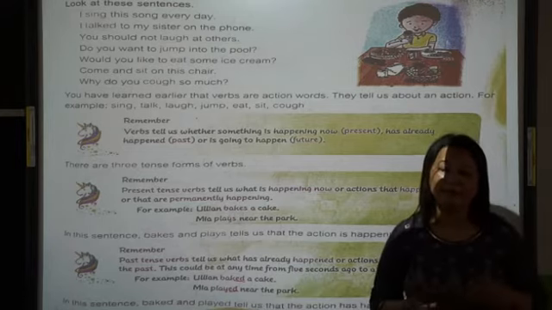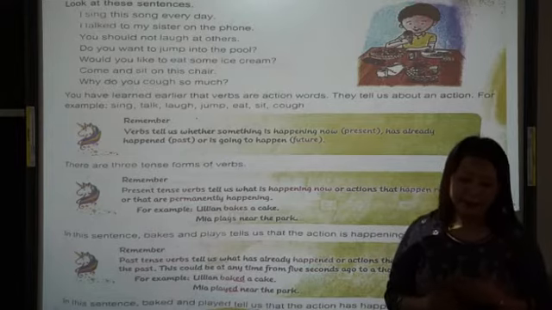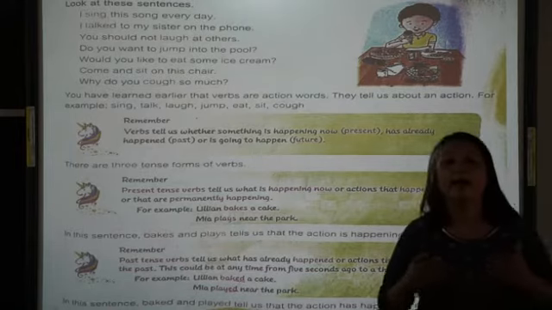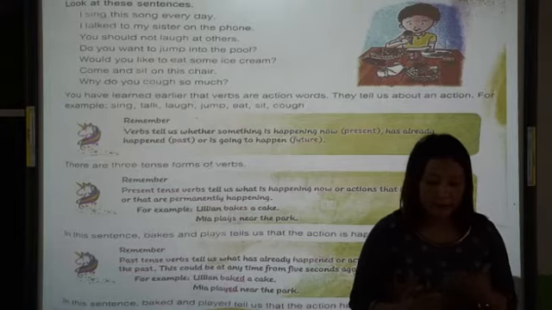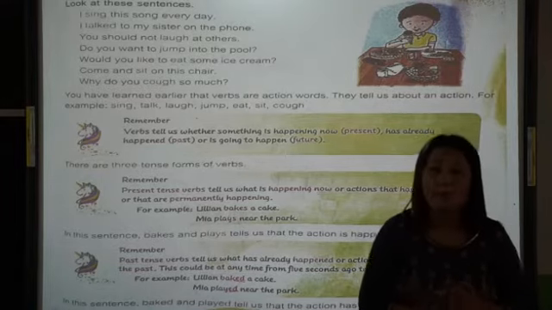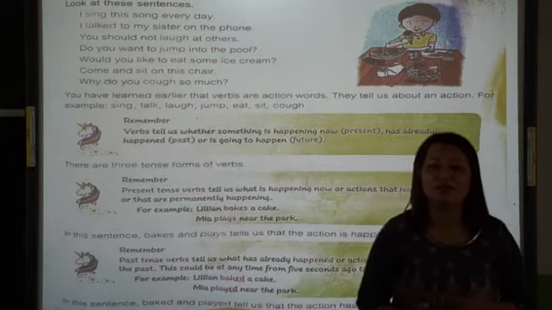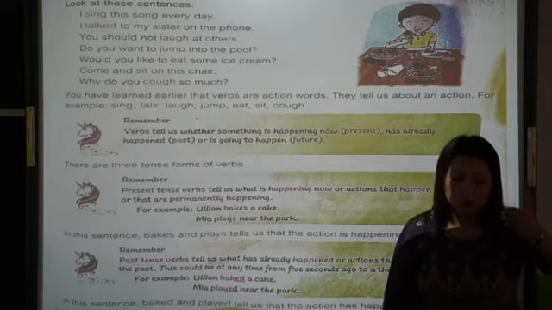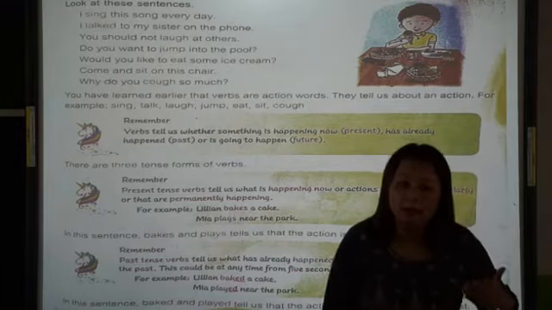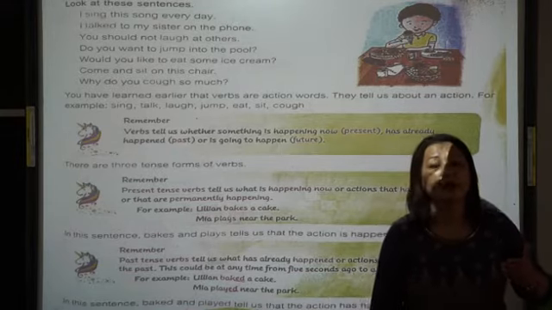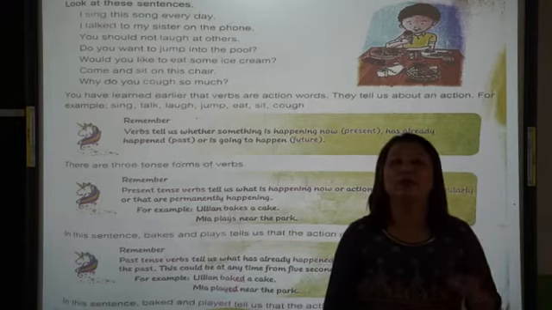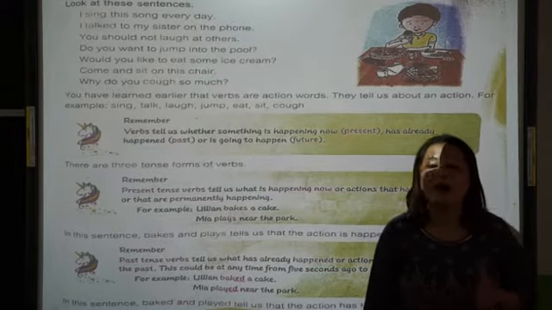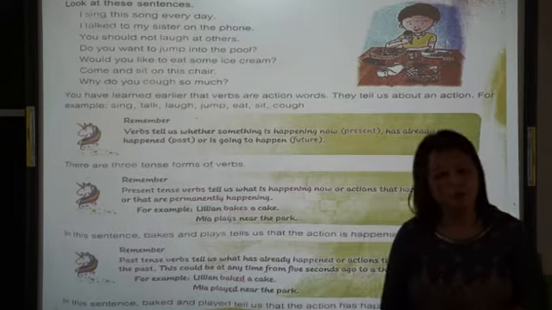Let's see some more examples. I played in the garden yesterday. I helped my mum in the kitchen. My mum cooked delicious food. So in these sentences, the action words played, helped, cooked end with ed. So these are the past forms of verb.